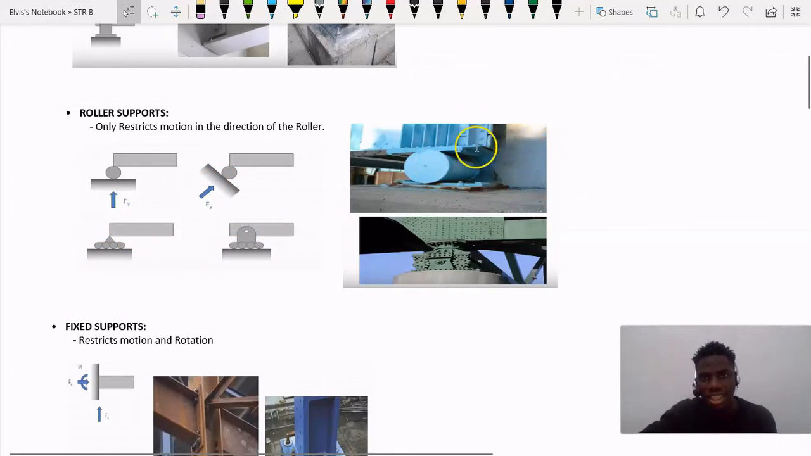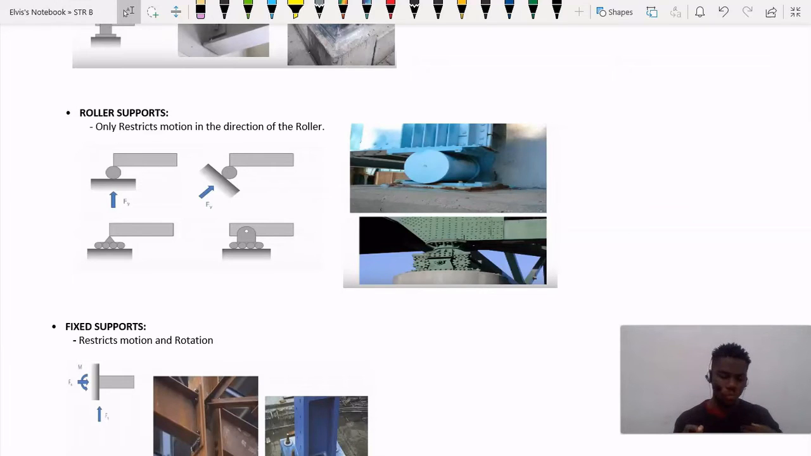As you can see, guys, if you take a look at this picture, this is going to be an example of a roller support. Now guys, when do we have fixed and roller support on a structure? Now guys, the common example is going to be a bridge.